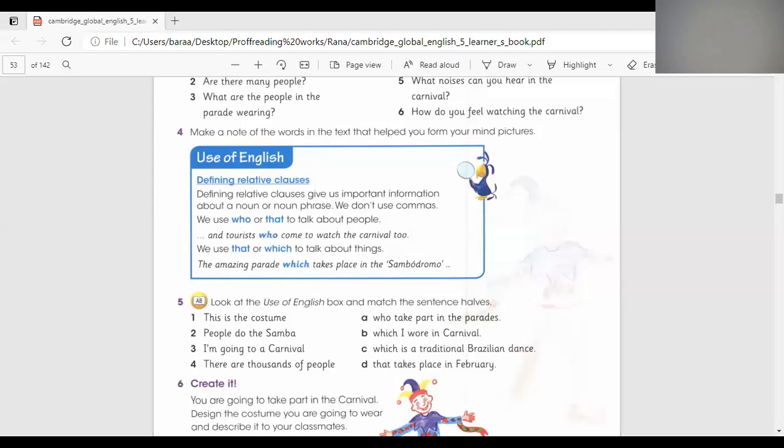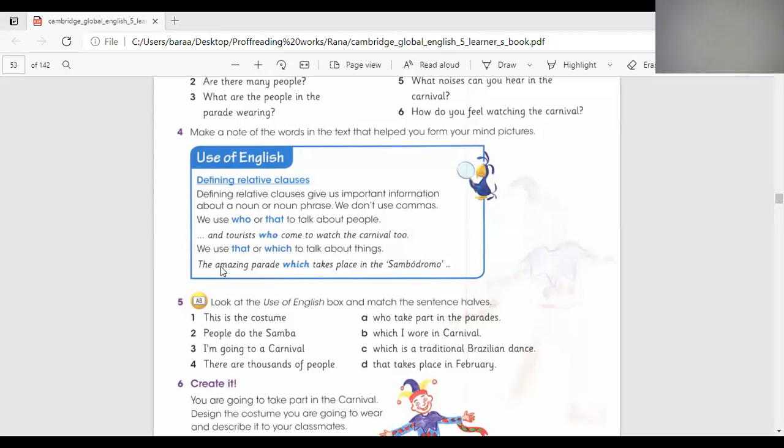So, hello everyone. Today we're going to talk about one of the most important rules in the English language that is related to speaking skill and writing skill.